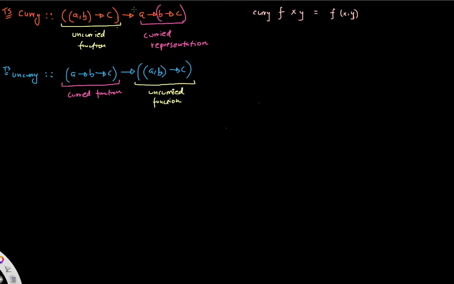Which in turn gives you back a function. It gives you back a function that goes from a to b to c, which in turn, when you apply x on it, gives you a function that goes from b to c, and finally when you apply y on that, it gives you back a value c.